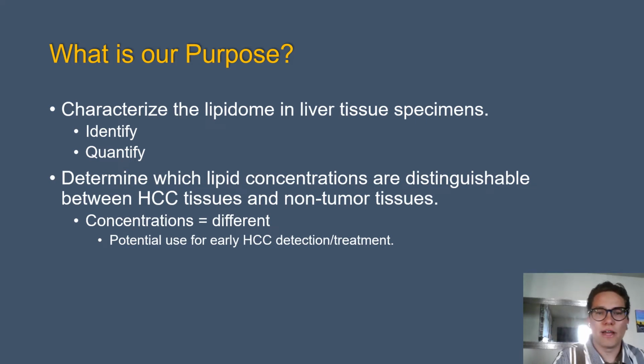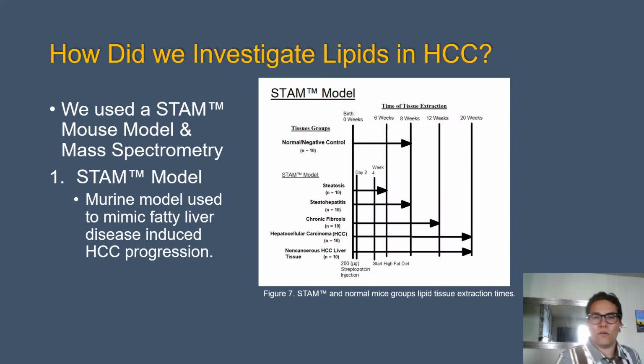So we're trying to identify and quantify lipids in different stages in fatty liver-induced HCC, because we want to be able to determine which of these lipid concentrations are distinguishable between the cancer tissues and the non-tumor tissues. Concentrations are good because we're able to potentially use them for early HCC detection and possible treatment outcomes. So how did we investigate?